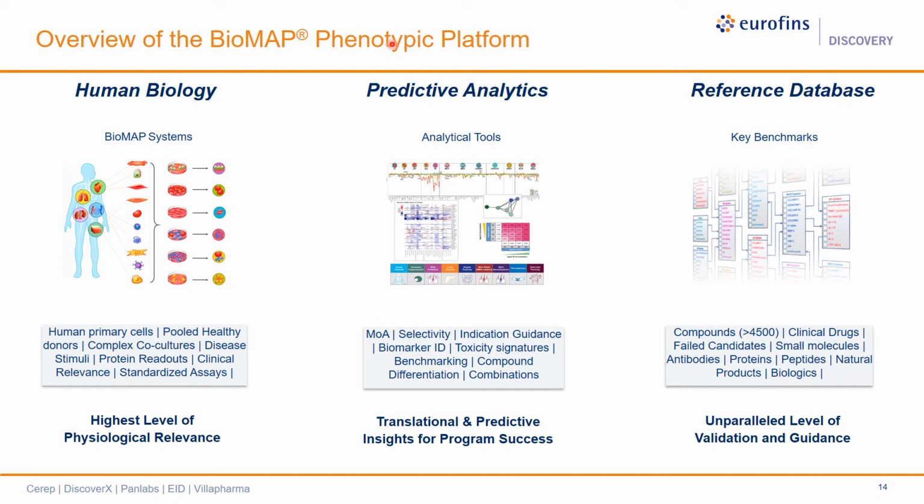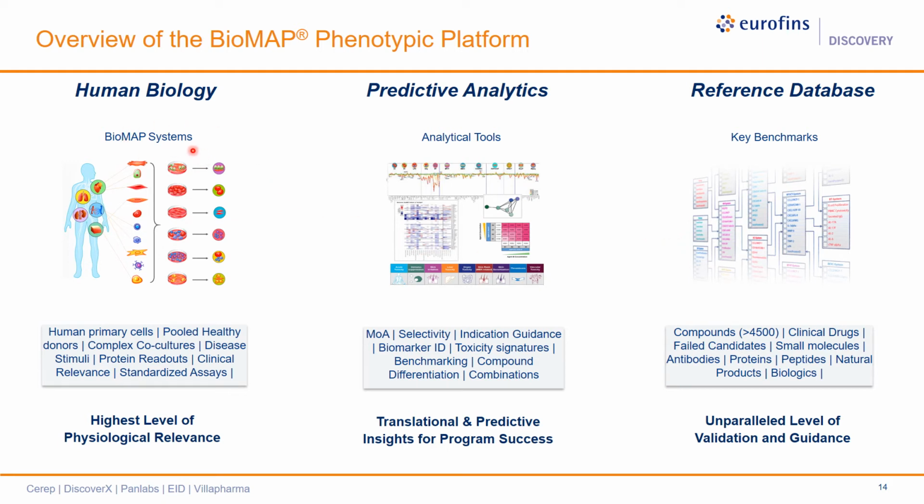The BioMAP phenotypic platform was developed in response to a need for better, more translational in vitro models of human diseases to support drug discovery. The three main pillars of the platform include the biological assays, the analytical tools, and an extensive reference database.